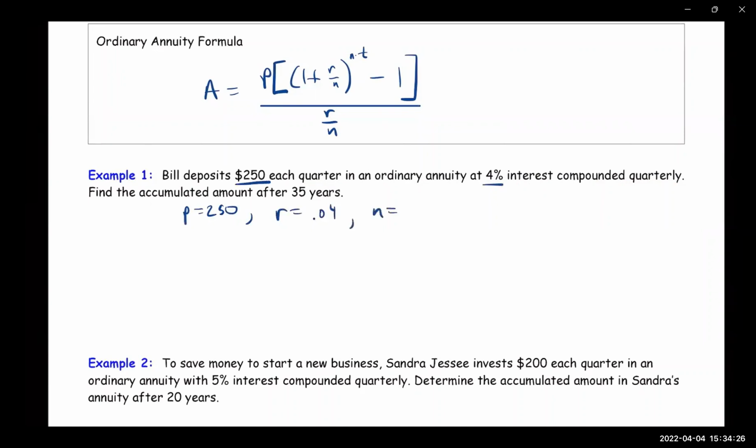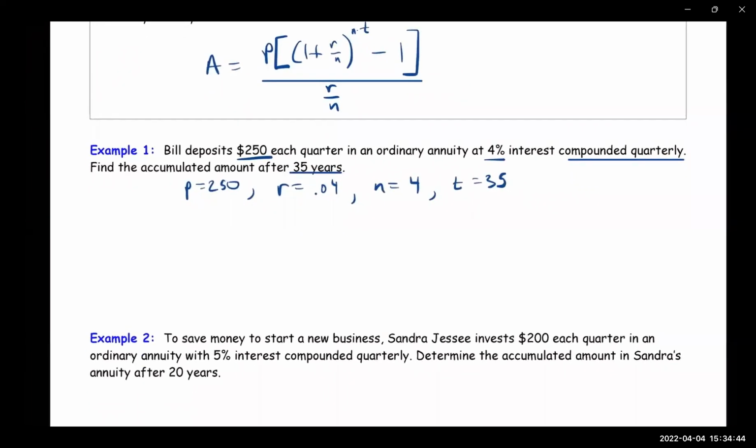N is compounded quarterly. Anybody know what N is for quarterly? 4. Yeah, 4, because quarterly means 4. And then 35 years, that's your T. All right, so you put all these values into your formula. And the hard part, once again, is using the calculator correctly.